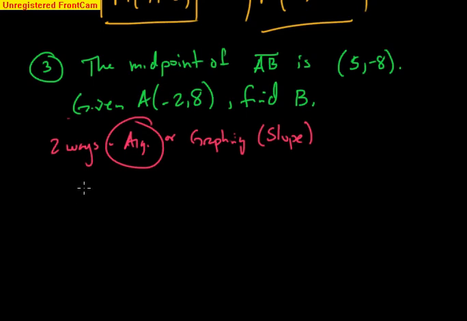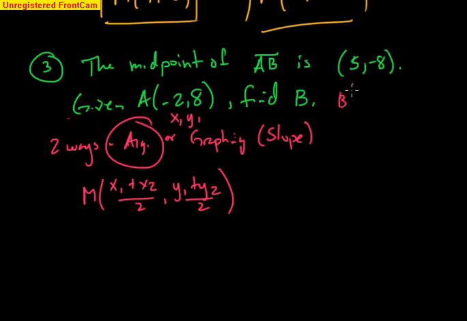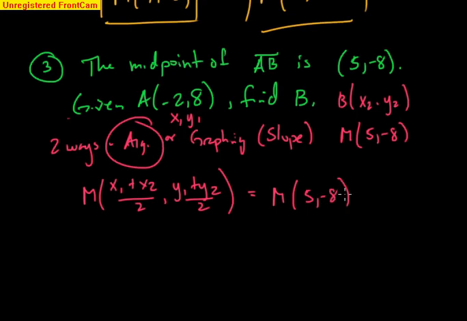So the midpoint formula, as we wrote up above, is x1 plus x2 over 2, y1 plus y2 over 2. Now, we know that A is negative 2, 8. So let's call that x1 and y1. B we don't know. So let's call it x2 and y2. We don't know. And this up here is our midpoint M, 5, negative 8. So this formula is going to equal the midpoint of 5, negative 8.